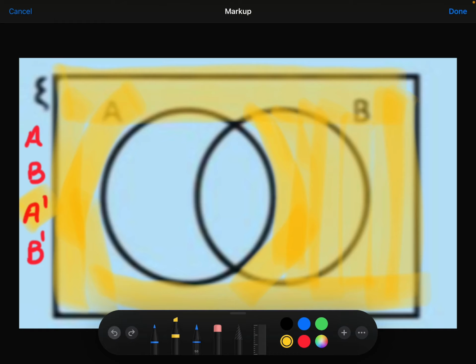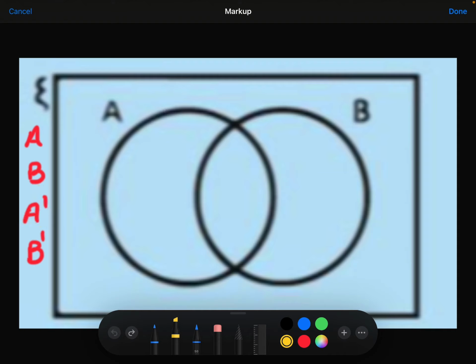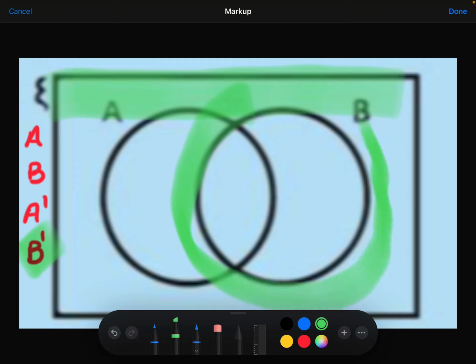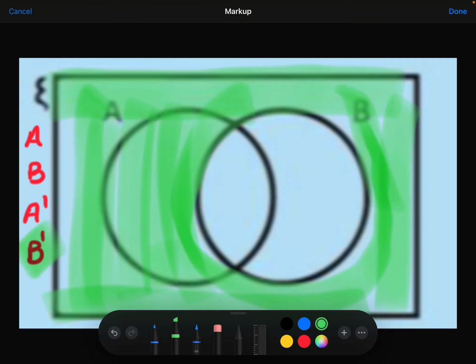So everything that's not the A circle. B dash means not B, so that's anything outside of the B circle. So that's all of this. So hopefully that's pretty simple so far.